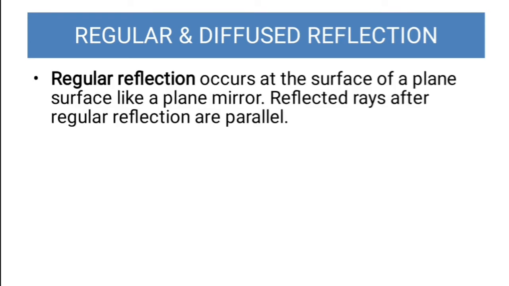Now comes another terminology, which is regular and diffused reflection. What is regular reflection? A regular reflection occurs at the surface of a plane surface like a plane mirror. Reflected rays after regular reflection are parallel.